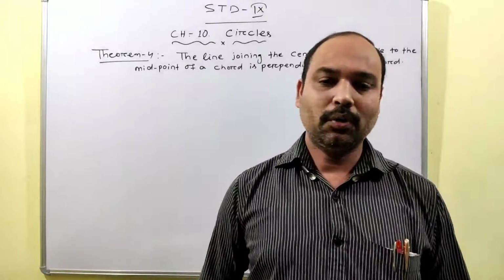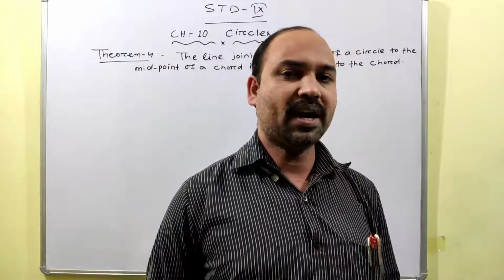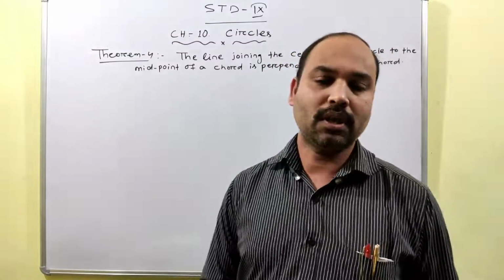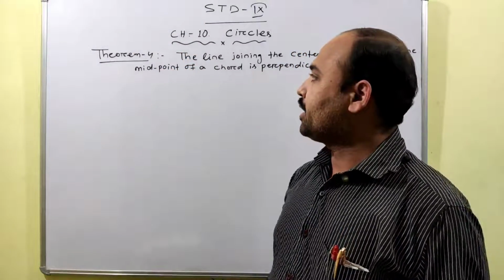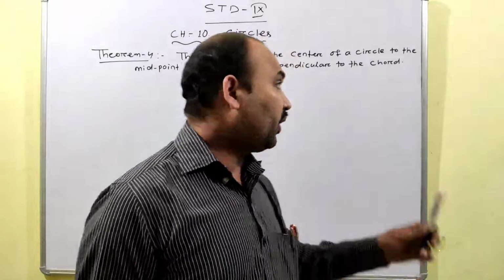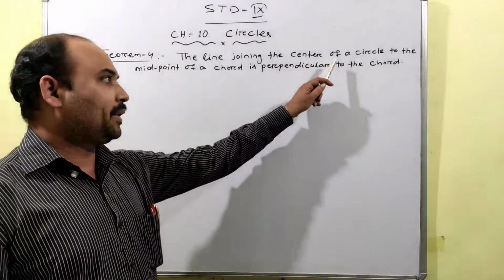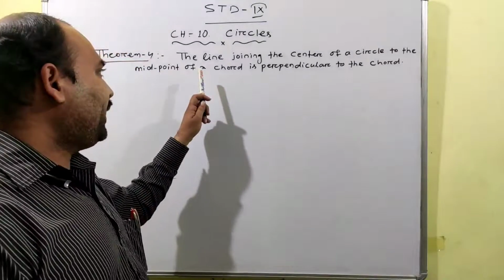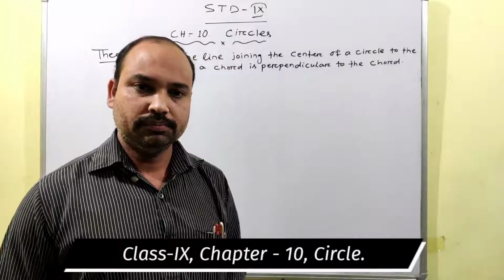In this video, today we'll learn about Theorem 4 of Standard 9, chapter Circle. Circle is chapter 10, standard 9, and the theorem number is 4. The theorem is already written on the board. The line joining the center of a circle to the midpoint of a chord is perpendicular to the chord.